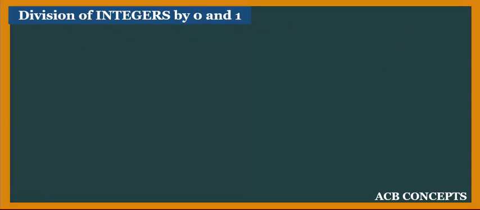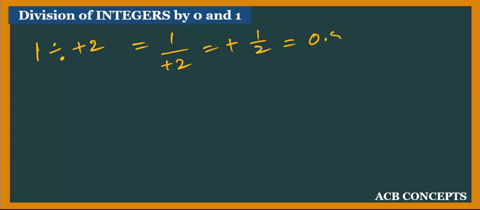Division of integers by 1. First, 1 is divided by an integer. Example, plus 2. So this is equal to 1 by plus 2, that is 1 by 2. This is not an integer, this is a fraction or a rational number, or equal to 0.5, a decimal fraction.